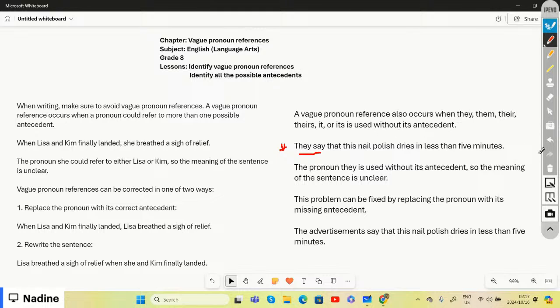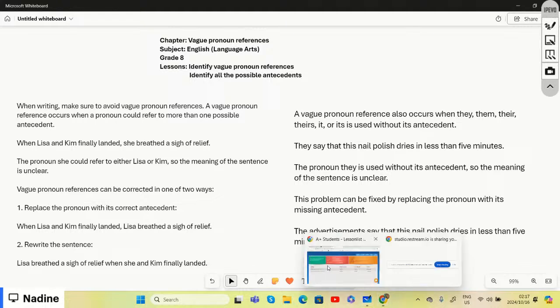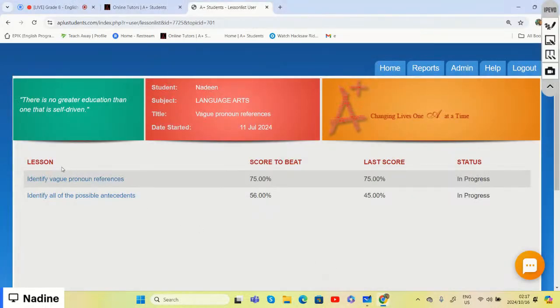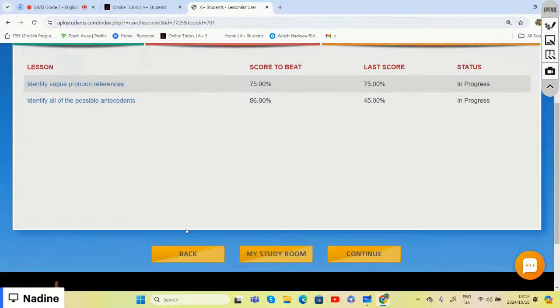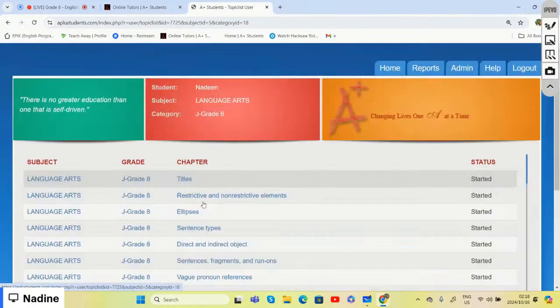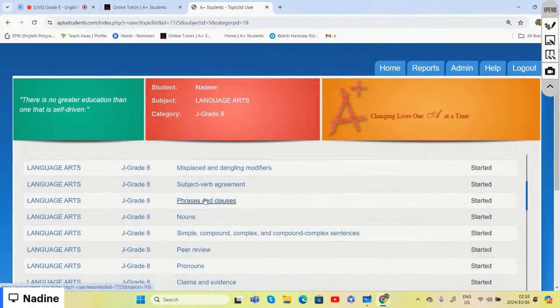All right, so now we're going to A plus students.ca, and we're going to identify vague pronoun references. And we're also going to identify all the possible antecedents within the lesson.